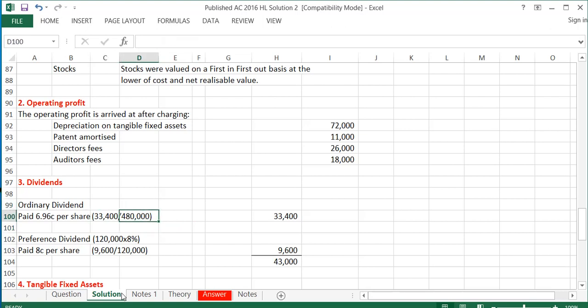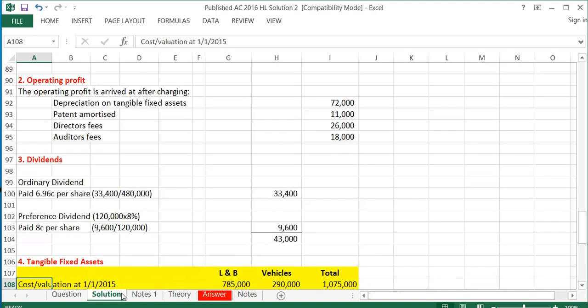And to work out the dividend per share, you just get your 33,400 and divide by 480,000 ordinary shares. The same with the preference shares: the preference dividend was 9,600, and you divide that by 120,000 preference shares, so it's 8 cents per share. So that is the note on dividends done.